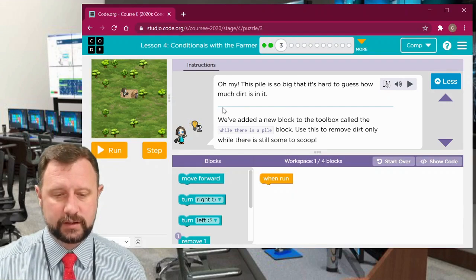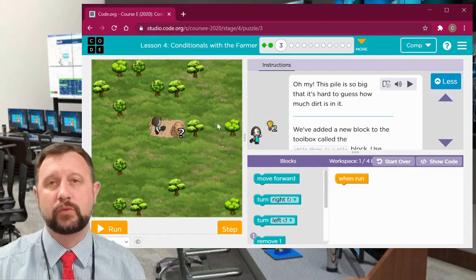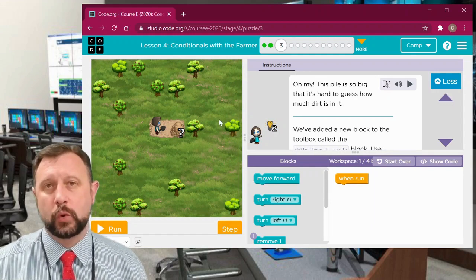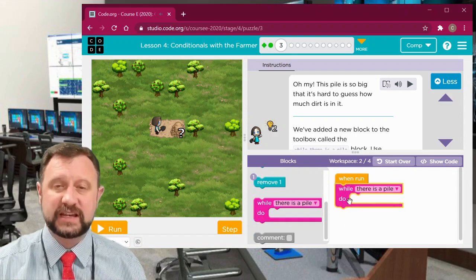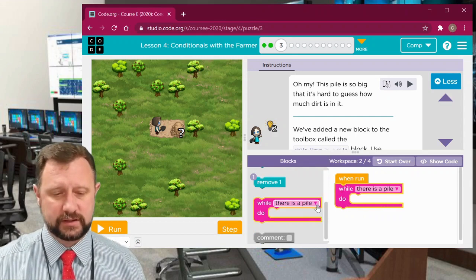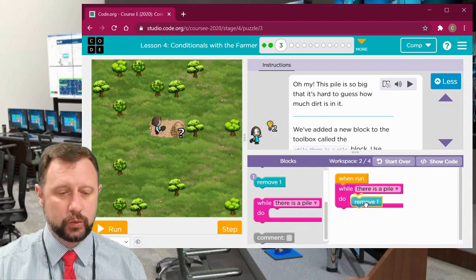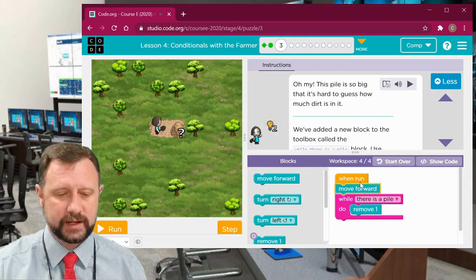So our farmer here is going to have to dig some dirt. There's the dirt. But the problem is we don't know how much dirt we have to dig. And so we are going to use conditionals: while there is a pile. So this says as long as there is a pile, we should do something. We should remove the pile. Now I also need, I forgot there, a forward block like so.